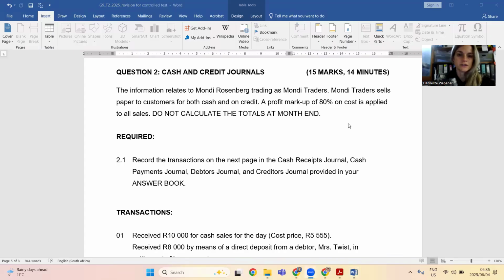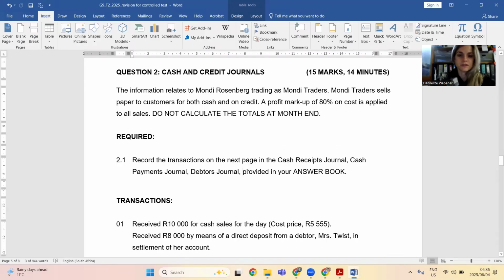So we are going to do another combined cash and credit journals. I'm just going to remove this part because I'm now using a paper that we used last year, end of year. So there might be some transactions within these journals that are not relevant to you, but I will tell you once we get there.